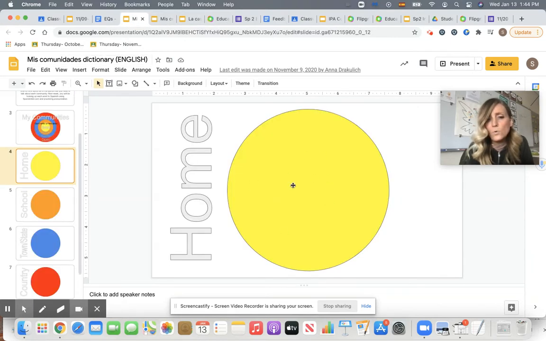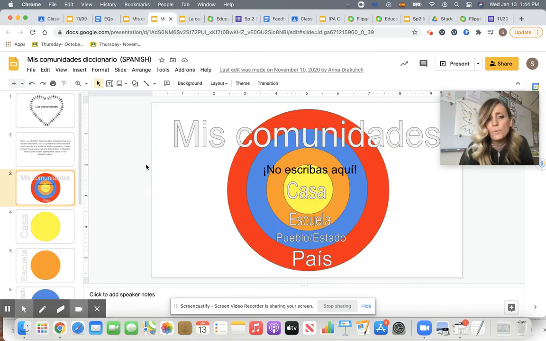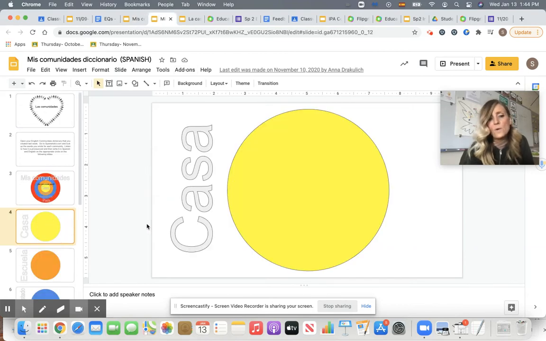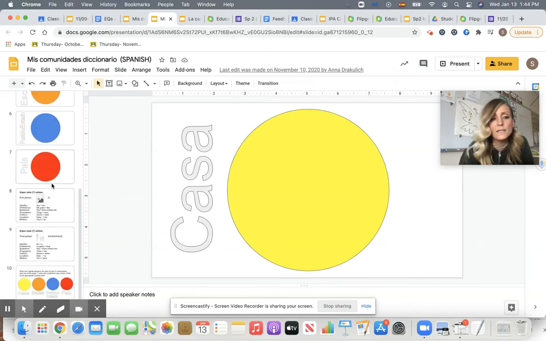They would take all the words that they had written down in English, put them on this slide, and then using the website SpanishDict.com, they're able to look up the vocabulary words that they would need in order to now do this same activity in Spanish.